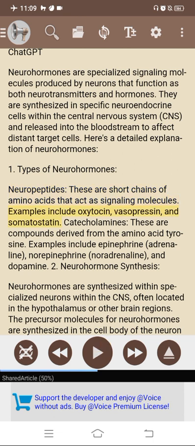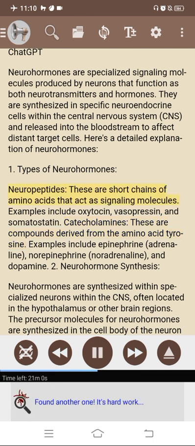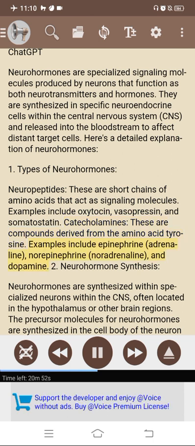Neurohormones are specialized signaling molecules produced by neurons that function as both neurotransmitters and hormones. They are synthesized in specific neuroendocrine cells within the central nervous system (CNS) and released into the bloodstream to affect distant target cells. Here's a detailed explanation of neurohormones. 1. Types of neurohormones. Neuropeptides. These are short chains of amino acids that act as signaling molecules. Examples include oxytocin, vasopressin, and somatostatin. Catecholamines. These are compounds derived from the amino acid tyrosine. Examples include epinephrine, adrenaline, noradrenaline, and dopamine. 2. Neurohormone synthesis. Neuropeptides. These are short chains of amino acids that act as signaling molecules. Examples include oxytocin, vasopressin, and somatostatin. Catecholamines. These are compounds derived from the amino acid tyrosine. Signaling molecules produced by neurons that function as both neurotransmitters and hormones. They are synthesized in specific neuroendocrine cells within the central nervous system (CNS) and released into the bloodstream to affect distant target cells. Here's a detailed explanation of neurohormones. 1. Types of neurohormones. Neuropeptides. These are short chains of amino acids that act as signaling molecules. Examples include oxytocin, vasopressin, and somatostatin. Catecholamines. These are compounds derived from the amino acid tyrosine. Examples include epinephrine, adrenaline, noradrenaline, and dopamine.